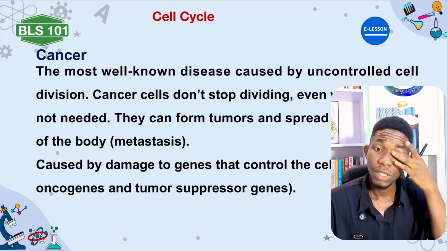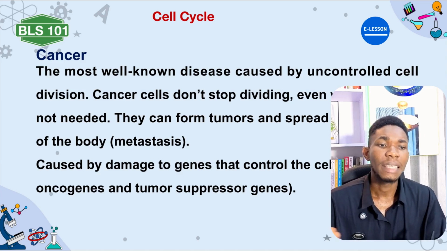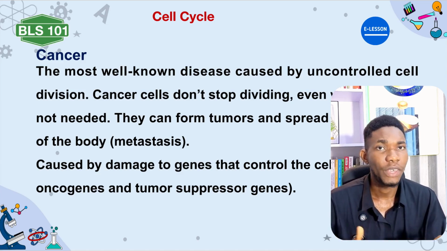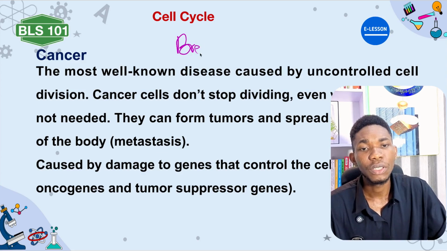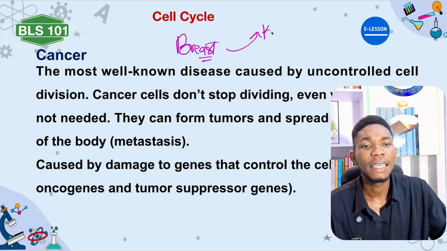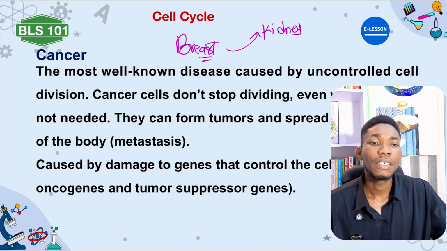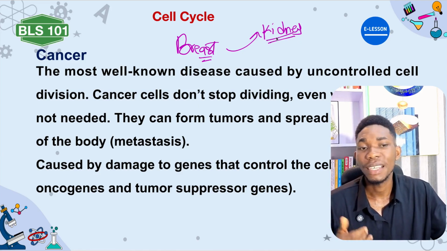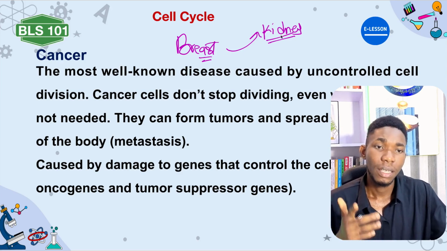And this uncontrolled cell division can form tumors, which we said become cancerous, and then they spread to other parts of the body via a process called metastasis. For instance, if you have breast cancer, uncontrolled division in the breast, and it spreads to other parts of the body, like let's say the kidney, you say it has metastasized. Are you getting it? Because it spread to the kidney, you are not going to say this is a kidney cancer. It is still breast cancer that metastasized to where? To the kidney. Is that okay?